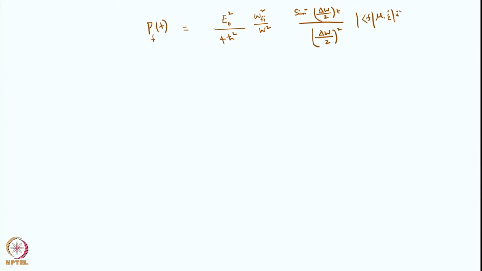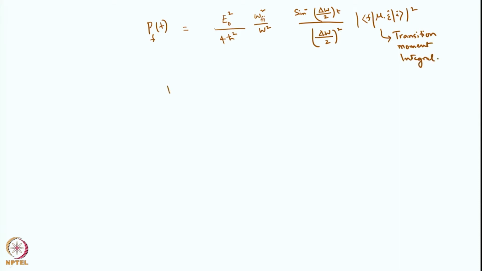Okay. Now, if you go back quite a few classes, we came across this equation, which I will write down as the probability of transition P_f(t) to state f is given by E naught square divided by 4 h bar square, omega Fi by omega square, sine square of delta omega by 2 into t divided by delta omega by 2, square, into modulus of f mu dot epsilon i square, and we remember we called it the transition moment integral.